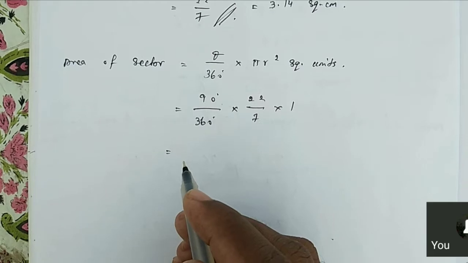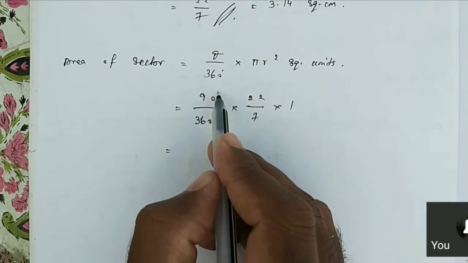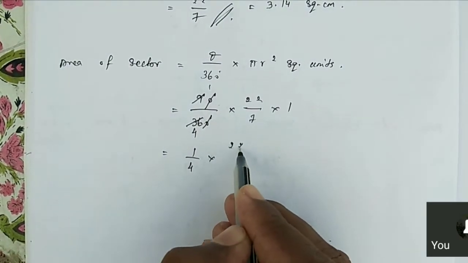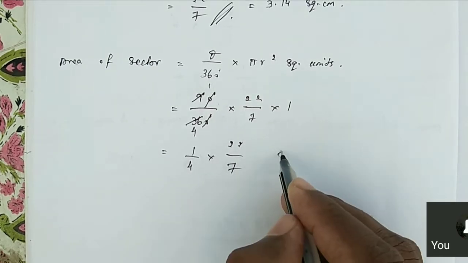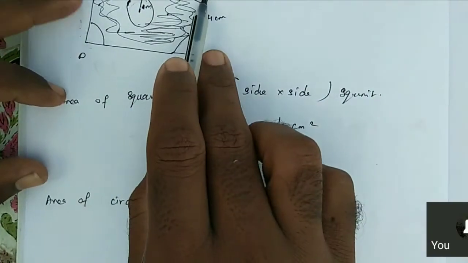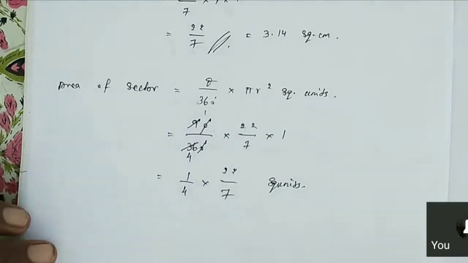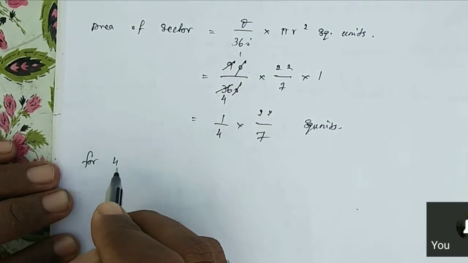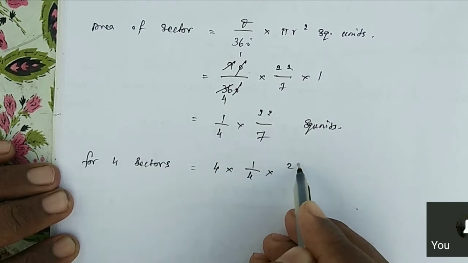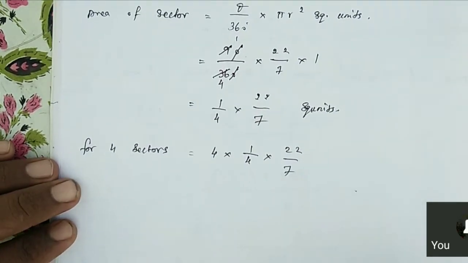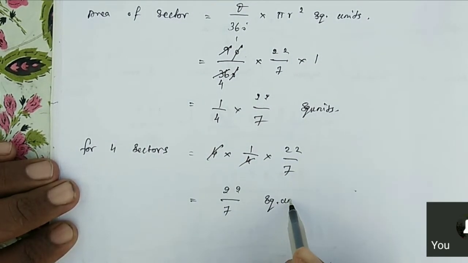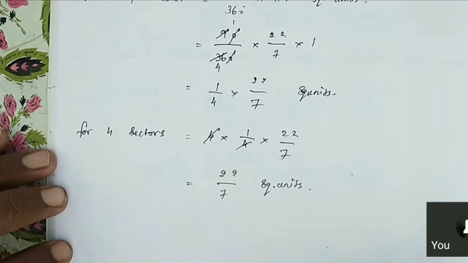Now what is it? We can cancel 0, 0. 1 nines are 9, 4 nines are 36. So 1 by 4 into 22 by 7. Clear? Any doubt? Square units. Now this is the area of a single sector. What about 4 sectors? We should multiply by 4. So 4 sectors equal 4 into 1 by 4 into 22 by 7. Now 4 cancels, so the remaining is 22 by 7 square units. Are you clear? Any doubt?